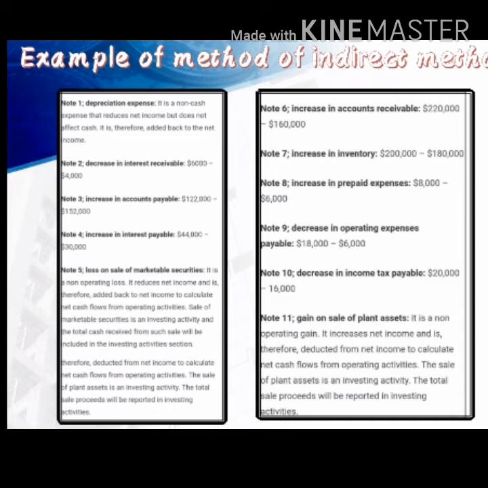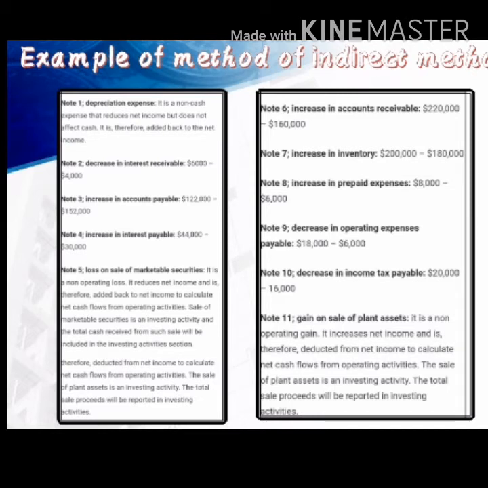So number 5, we have here the loss on sale of marketable securities. Here it is a non-operating loss. It reduces the net income and is therefore added back to the net income to calculate the net cash flows from operating activities. The sale of marketable securities is an investing activity, and the total cash received from such sale will be included in the investing activity section.